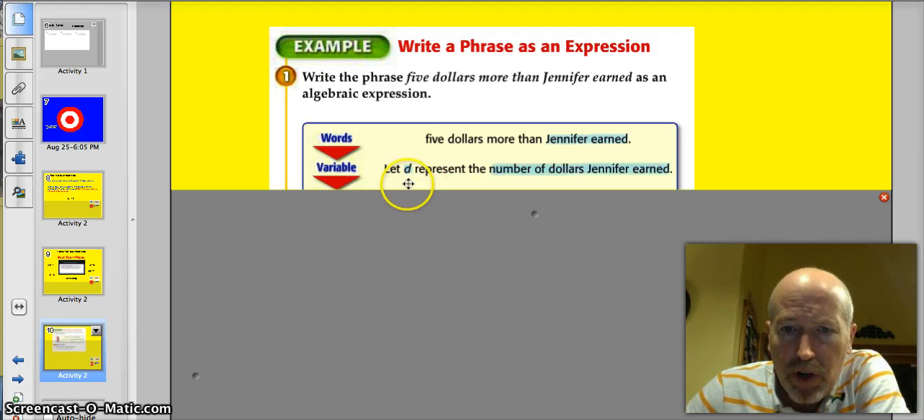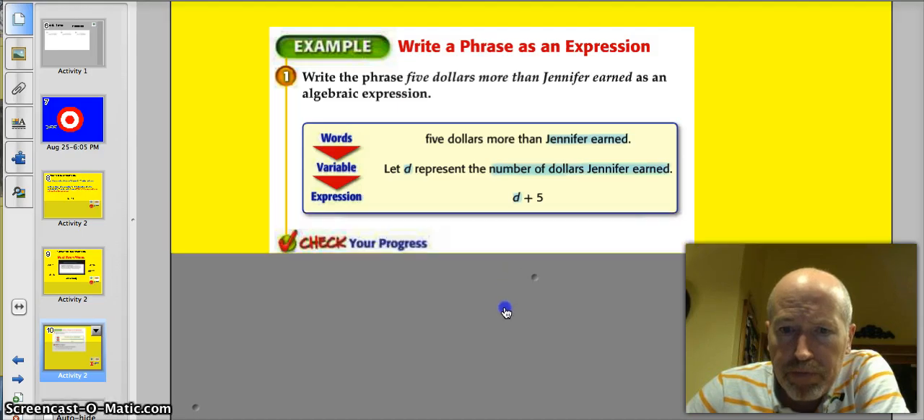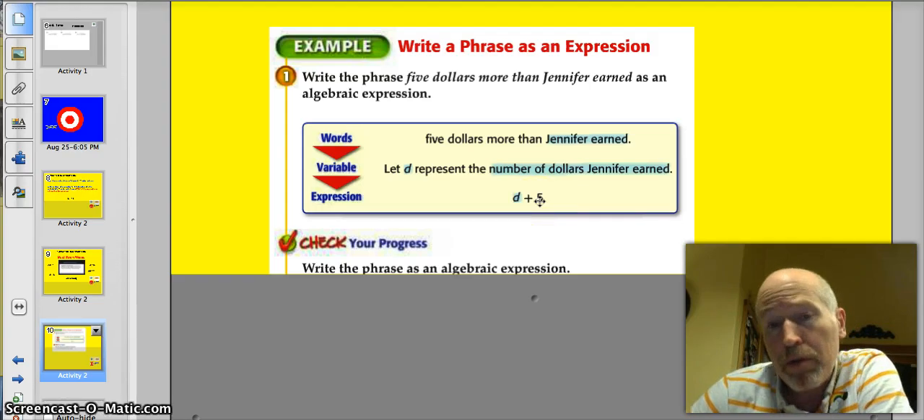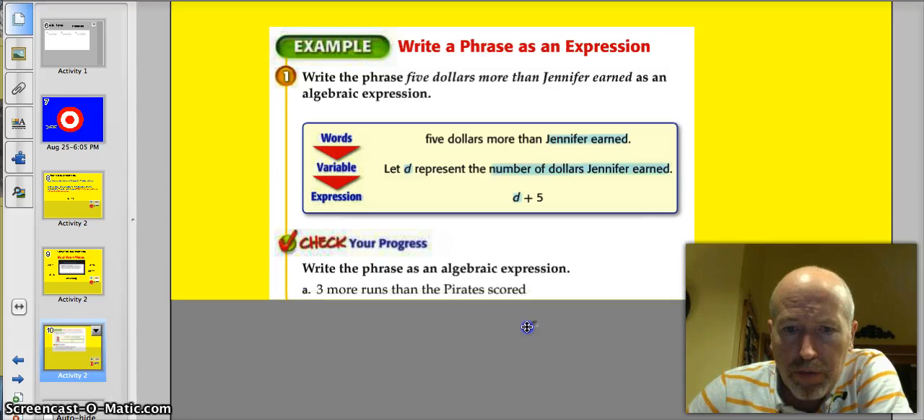So now we've added a variable. D is going to be the number of dollars she earned. So we put that in. We've got D plus 5. There's our expression. All right, $5 more than Jennifer earned. D is the number of dollars that Jennifer earned, plus 5 more will give you the expression that we're looking for. All right, see if you can try this one here.